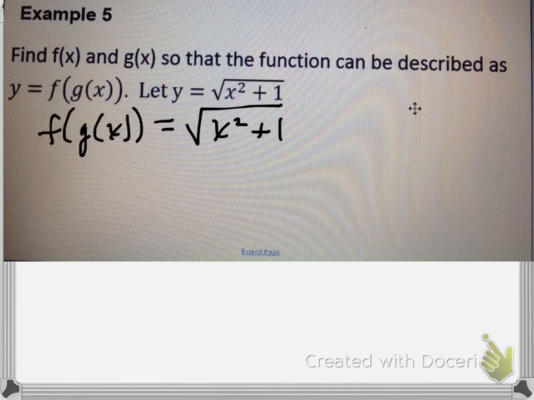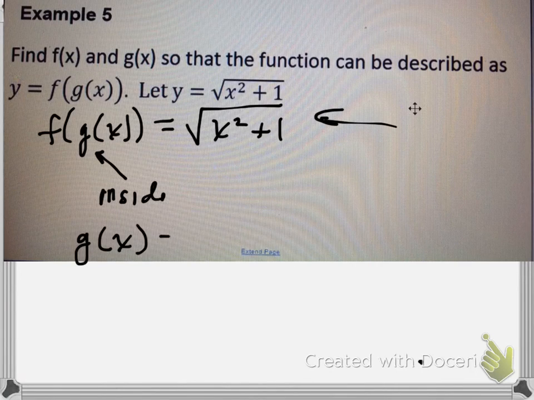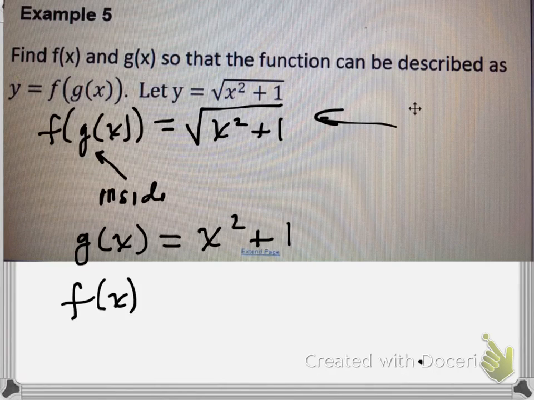So g of x here is what is inside. We're taking g of x and plugging it into f of x. So what is inside over here? Well, it's going to be the x squared plus 1. So my g of x equals x squared plus 1. And what did we plug the x squared plus 1 into? Well, we plugged it into f of x. And what was f of x? Well, f of x was just the square root of x.